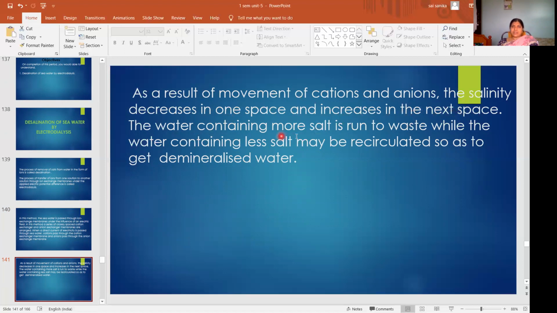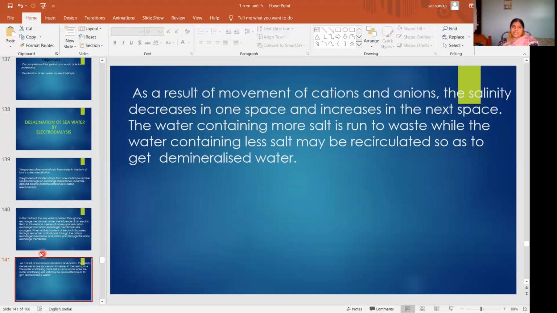The water containing more salt is run to waste, while the water containing less salt may be recirculated so as to get demineralized water. Like that, we remove the ions present in the water by applying an electric field.